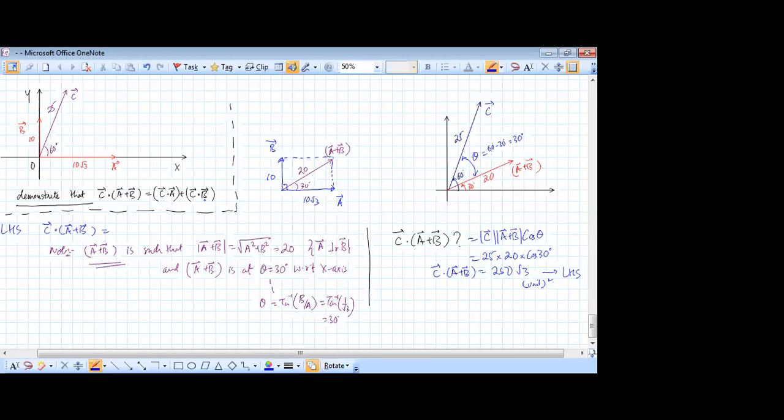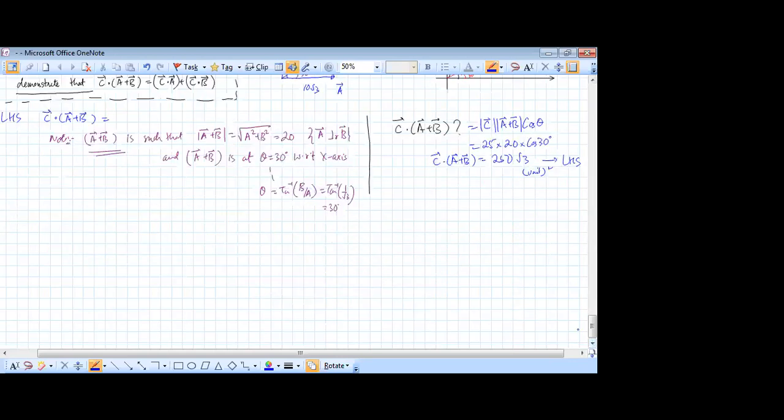Yes, Prince, you got the answer, no? So just tell me individually how much is coming for C dot A and C dot B. So you can see the right hand side. Yeah, correct. Good. C dot A is 75 root 3.